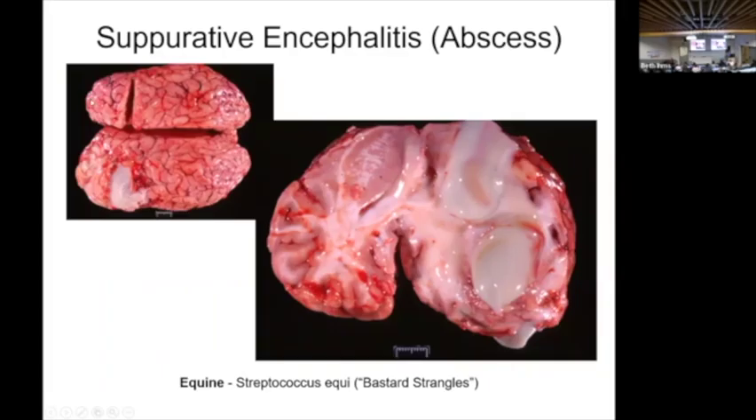This is strangles, bastard strangles in a horse. It's strangles if it's where it's supposed to be. It's bastard strangles if it's anywhere else. So if it's forming abscesses in your tissues, it's bastard strangles.